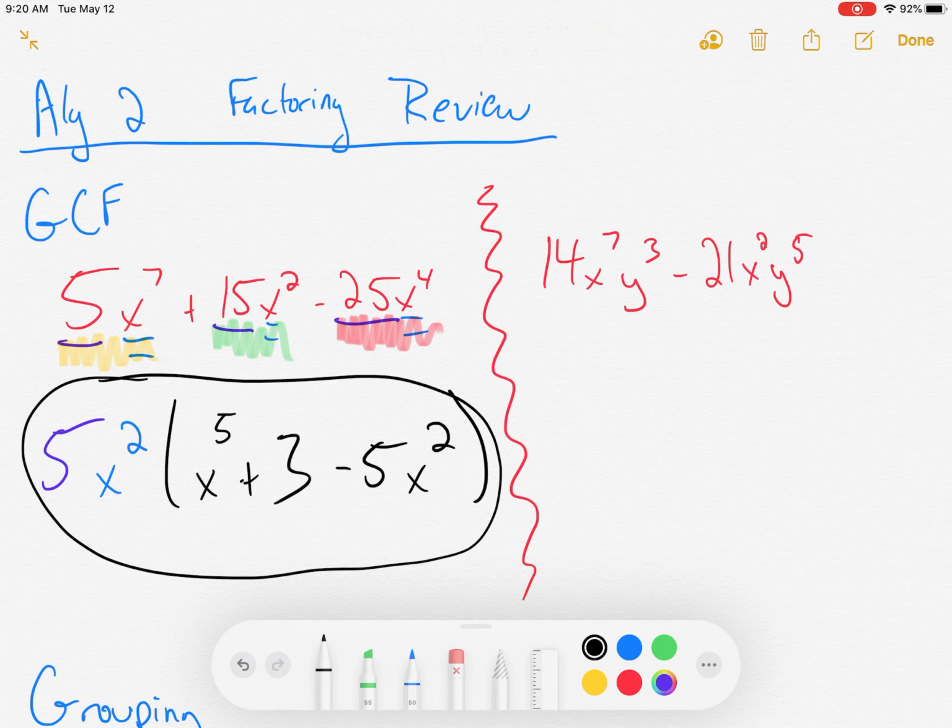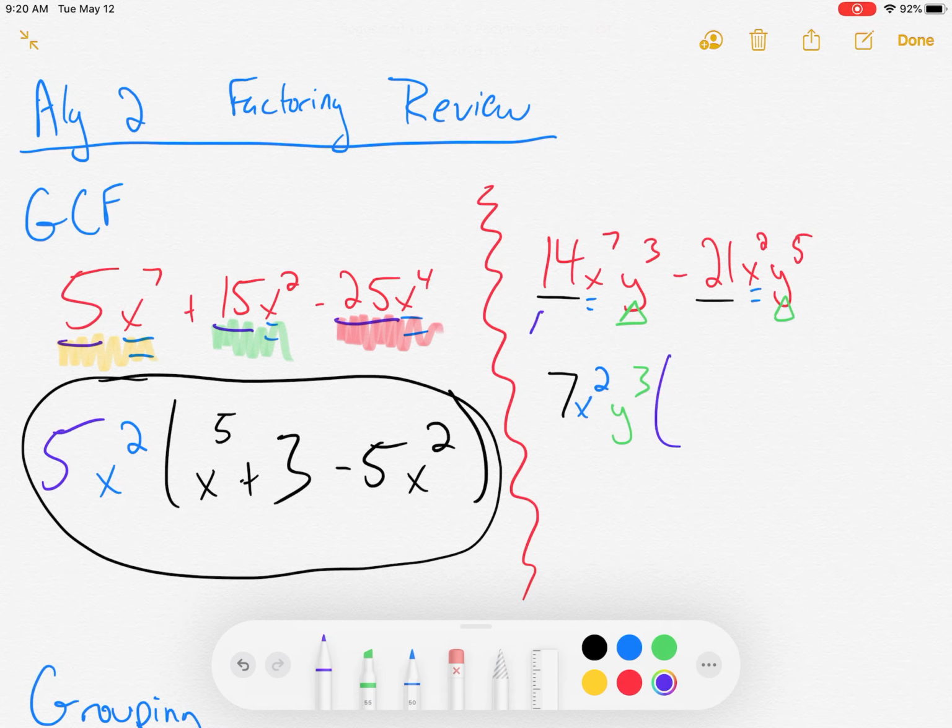Okay, now you guys can try the next one. You can pause the video and take it from there if you want. Okay, we have 14 and 21. Should say the highest number that goes into those is 7. Next, I'm going to do x to the 7th, x squared, least amount of variables, x squared. Next up, y to the 3rd, y to the 5th. I can take out a y to the 3rd.